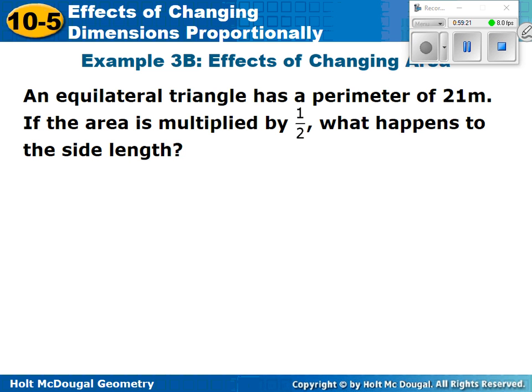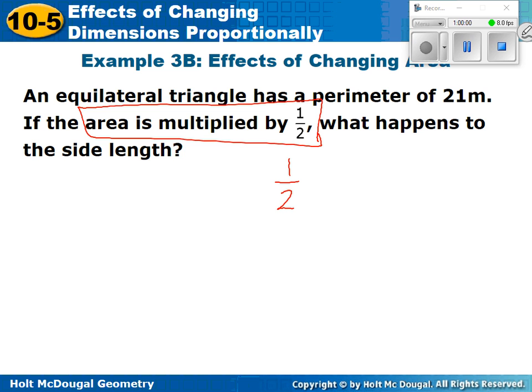So one more time, you have to ask yourself, let's try a shortcut. Are we looking at only changing one dimension or all dimensions? It's an equilateral triangle, so it only has one different dimension, right? So when we change that one dimension, we're changing all dimensions. So it uses this orange shortcut. Would you agree? Okay, so they said the equilateral triangle has a perimeter of 21 meters if the area is multiplied by a half. So what is a half equal to in our shortcut? If the area is multiplied by a half.